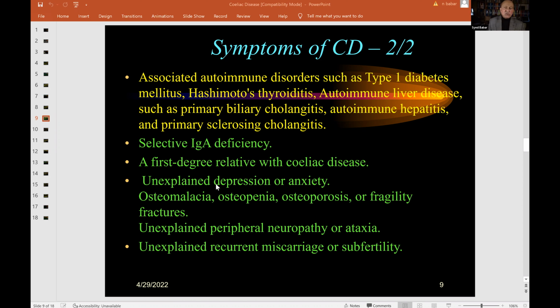Symptoms may also include depression, anxiety, or generalized anxiety disorder. Nutritional problems will lead to development of osteomalacia, osteopenia, osteoporosis, or fragility fracture. There could be associated neuropathy or ataxia. In women, it could produce recurrent miscarriage or subfertility.